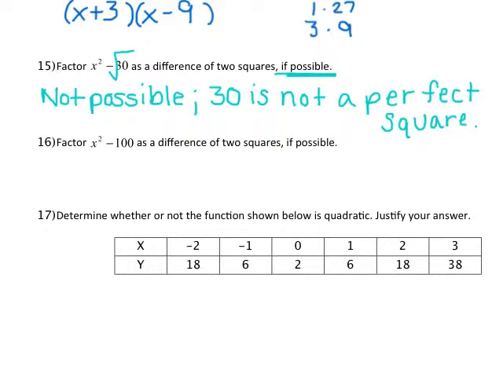But let's try that same thing on number 16. Square root of x squared, square root of 100. We know this one's going to work, the square root of x squared, because x squared is a perfect square. And square root of 100 comes out as 10. So if you do the square root of x squared, you get x. If you do the square root of 100, you get 10. And remember the trick for factoring these is to take these two factors and have one plus and one minus. Okay, so that's your difference of two squares there.